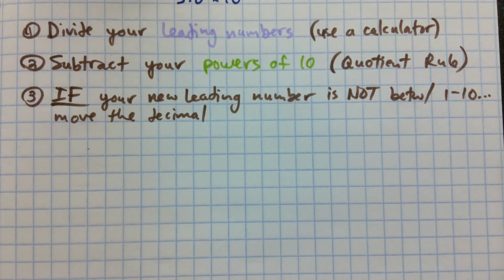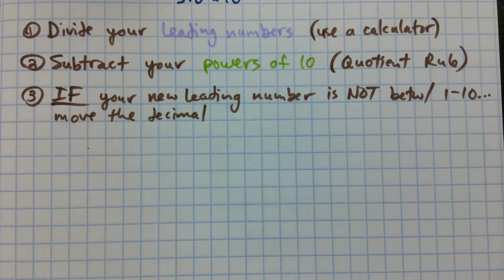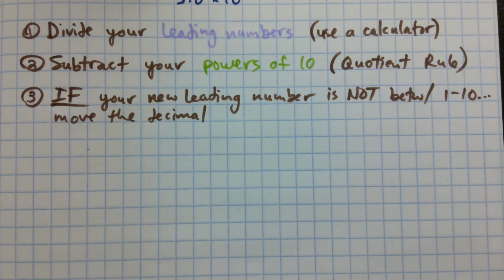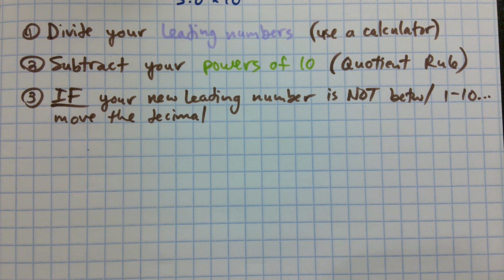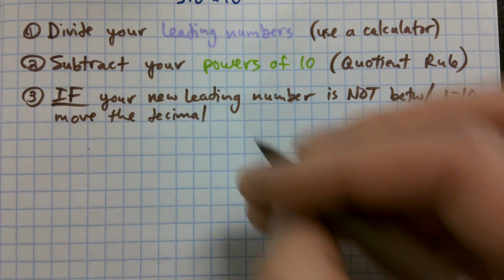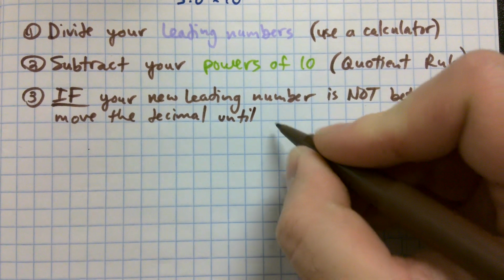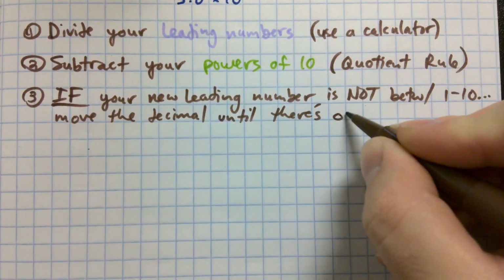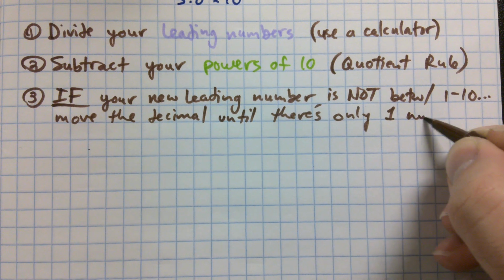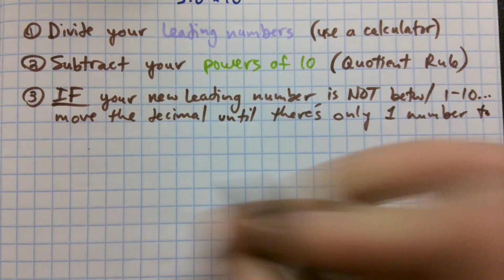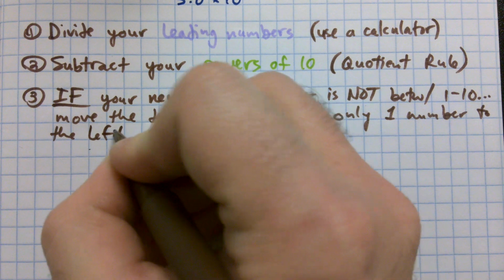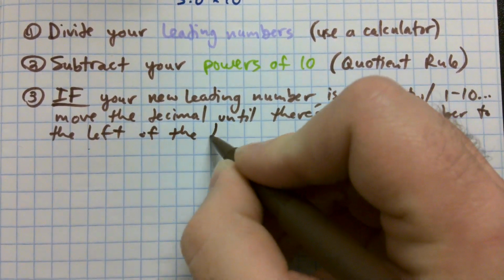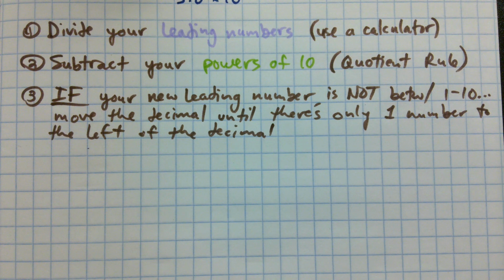I want to make this easier to understand. Move the decimal. Yeah, there's no other way to say it. Move the decimal until there's only one number to the left of the decimal. I know that's kind of wordy, but at this point we kind of understand what that means. I know you guys know what that means.